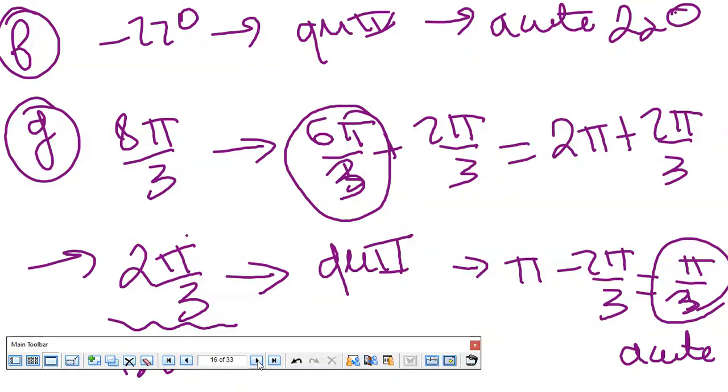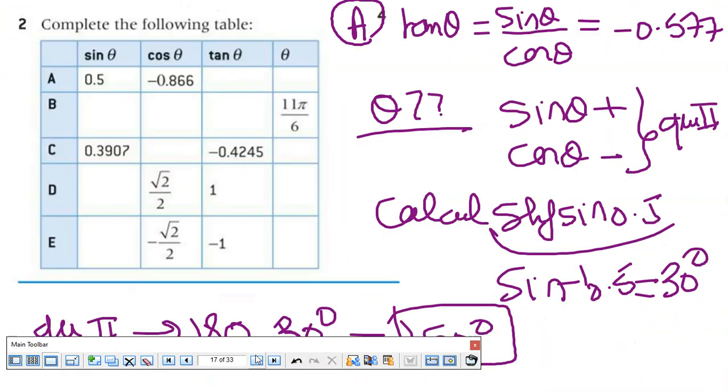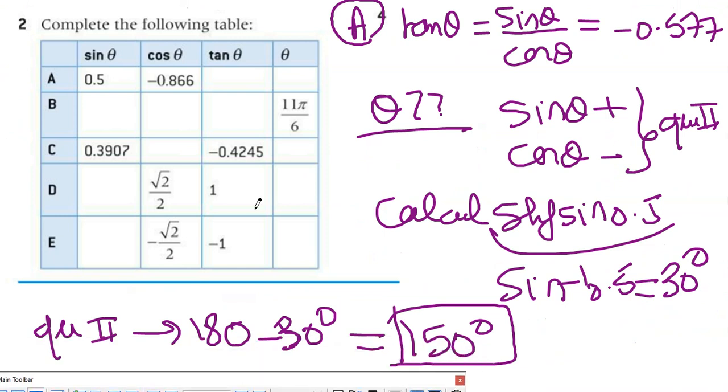Now I move to part F, minus 22 degrees. It's very easy. I'm in quadrant 4 and the acute angle is 22 degrees. Next, 8 pi over 3. Also, I can decompose it, or I can use degrees. It's your choice. So it's 2 pi plus 2 pi over 3. 2 pi is a whole turn, so I did the whole turn and then 2 pi over 3. So I am in quadrant 2. I am here, guys. To find the acute angle, I do 180 minus the angle and it gives me pi over 3. Now exercise 2. I need to complete the following table.